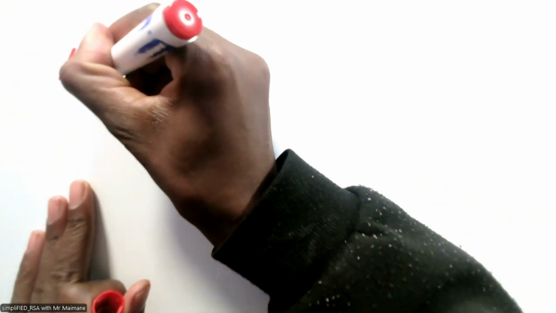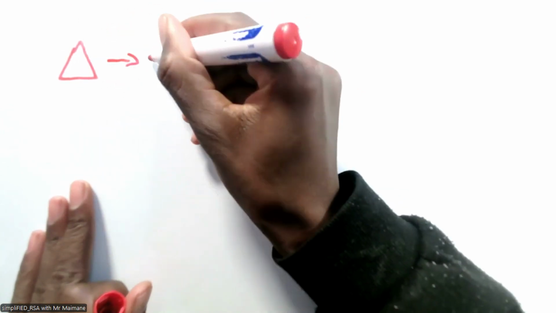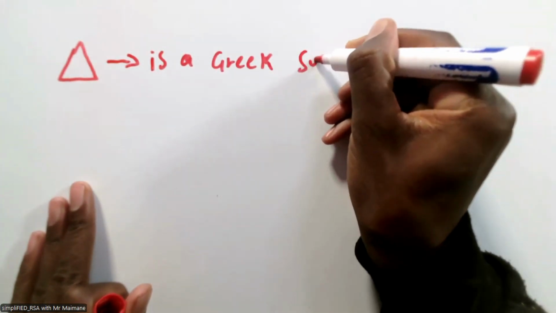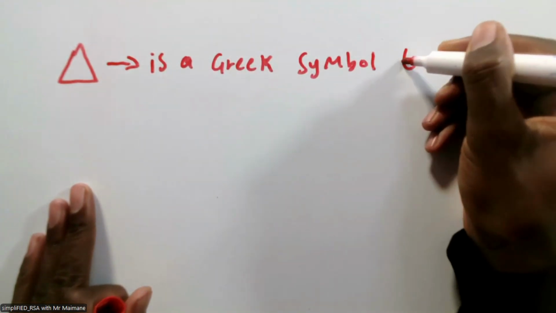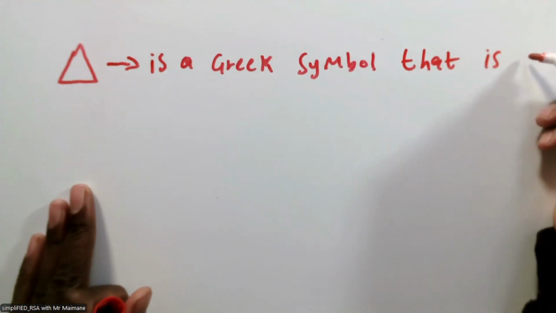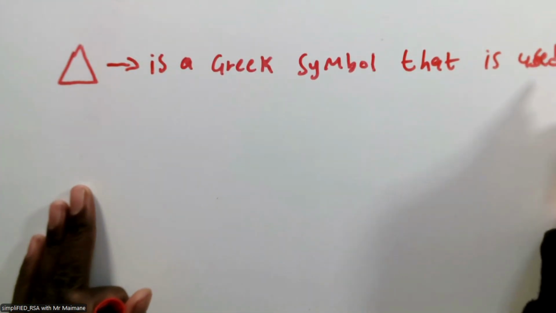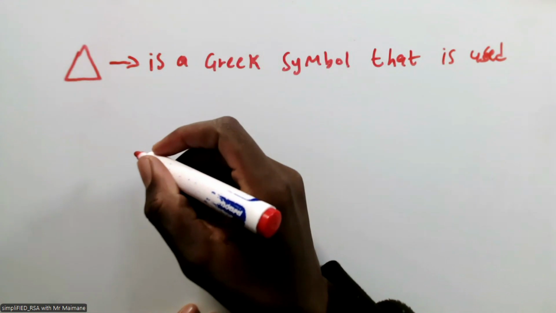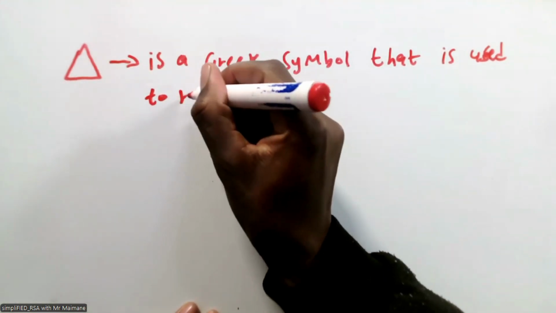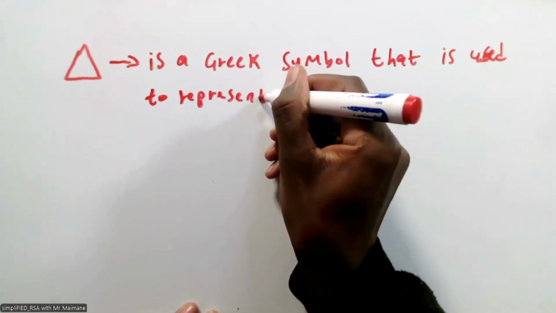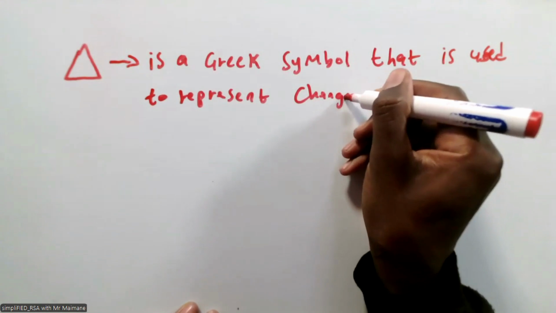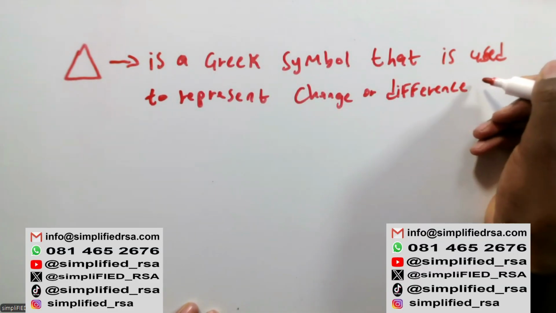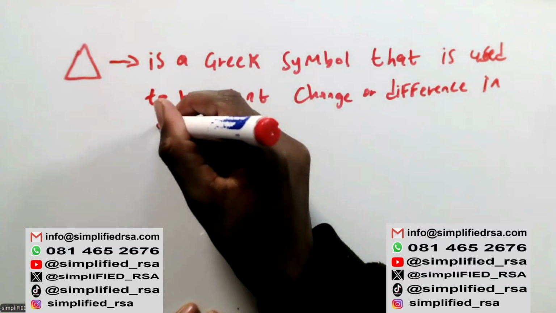Delta is a Greek symbol that is used to represent change or difference in a quantity.